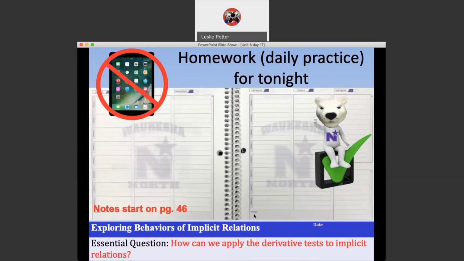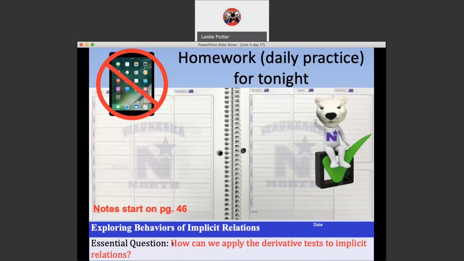So implicit relations are those relations that you can't easily solve for y. And so we leave them in implicit form where the x's and the y's are all kind of mixed together. A lot of times implicit relations are not functions. So they're things like sideways parabolas or circles or ellipses or hyperbolas or something like that. We can't take care of them in a traditional fashion.